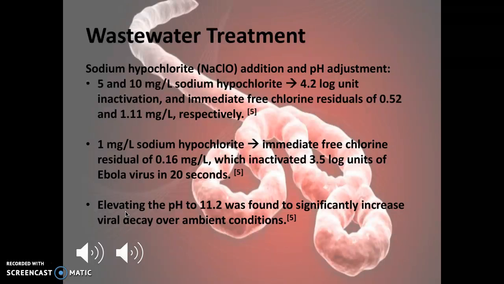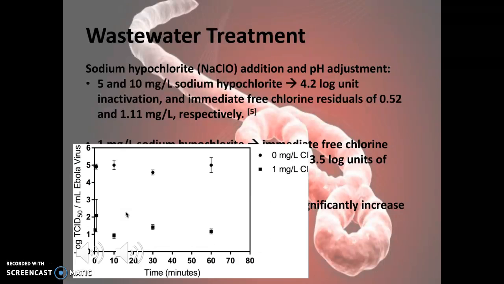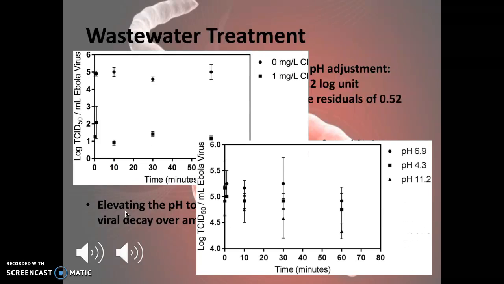This gave us 4.2 log removal of the virus and also a free chlorine residual of 0.52 and 1.11 milligram per liter respectively. In addition, elevating the pH to 11.2 was found to significantly increase viral decay over ambient condition.